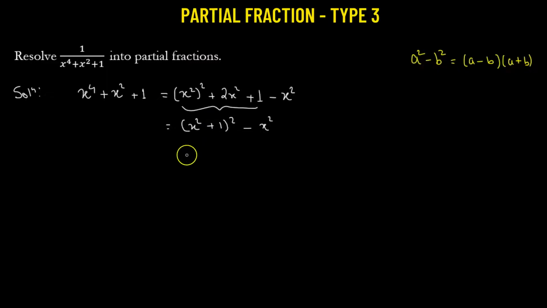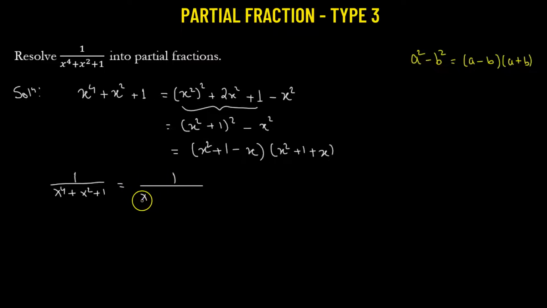So here we can use the difference of squares to expand this to get x squared plus 1 minus x multiplied to x squared plus 1 plus x. So that means we now have 1 over x raised to the power of 4 plus x squared plus 1. This can be also expressed as 1 over the product of x squared plus x plus 1 multiplied to x squared minus x plus 1. So now we have factorized the biquadratic factor into two quadratic factors.